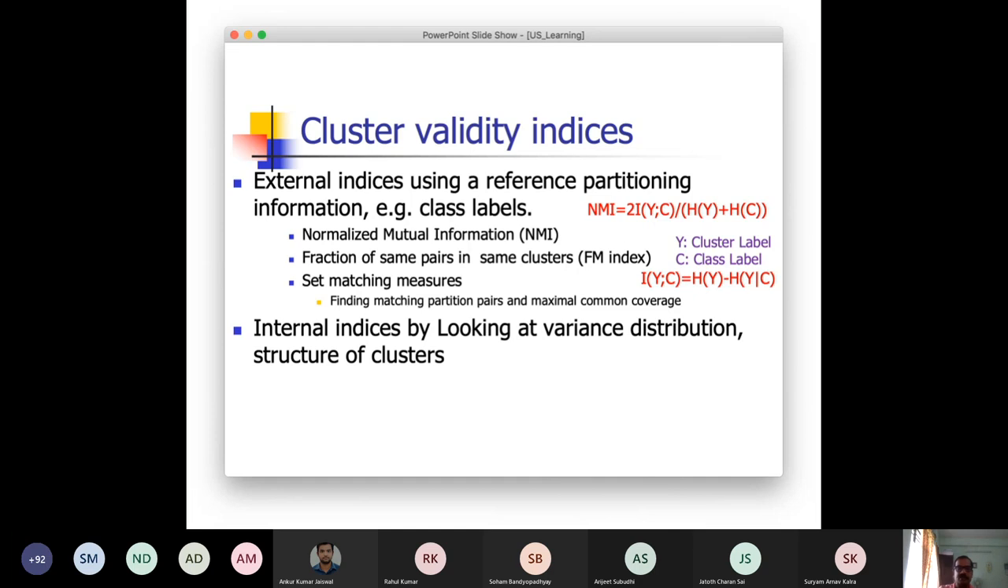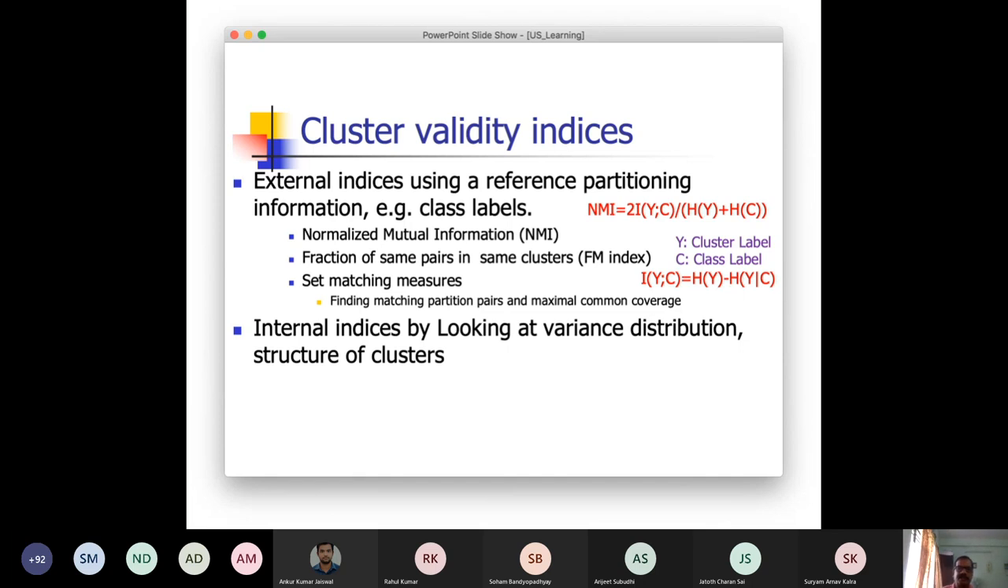You can also have certain matching measures, like finding matching partition pairs and maximal common coverage, which means you are trying to find out which partition maximally covers the cluster. So it is basically the association between partitions and classes, clusters and classes. And from there you find out the maximal common coverage. It is not precisely defined here, but the idea is given. You can see it's a kind of bipartite matching problem.